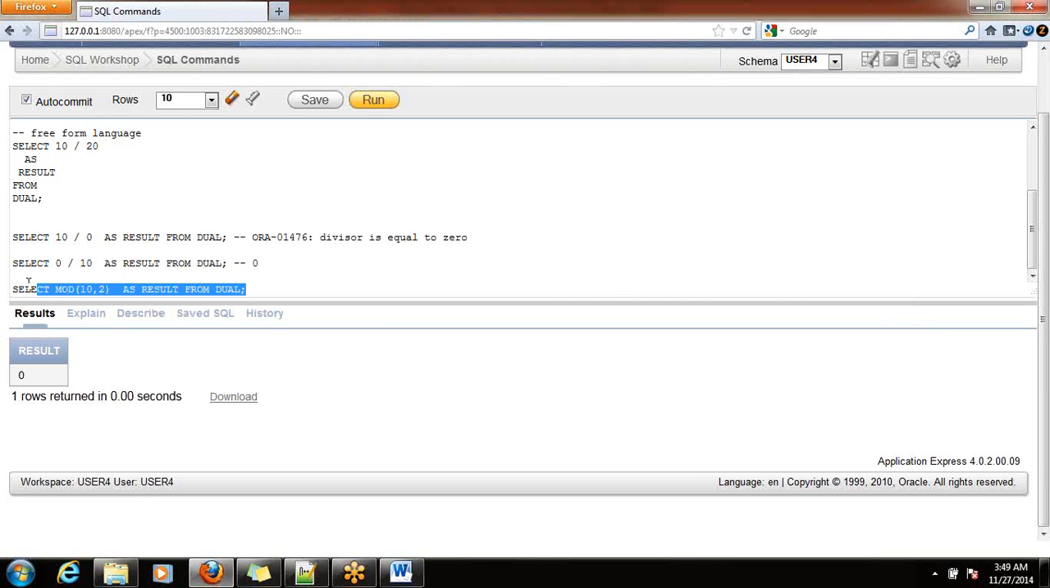And here when I execute this, of course it gives 0. So mod is a function which has 2 arguments: first argument, comma, second argument. First argument is 10, second argument is 2. So when the first argument is divided by the second argument, the remainder is 0. Alright? Good.